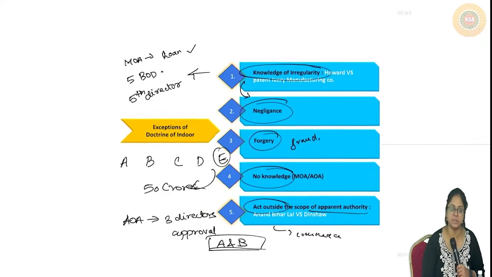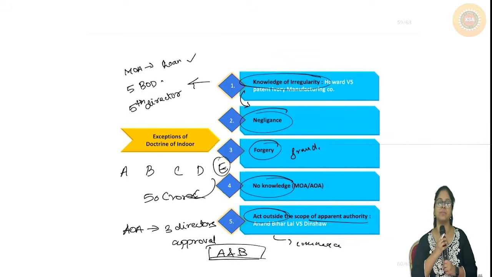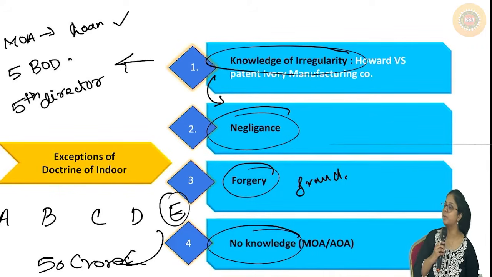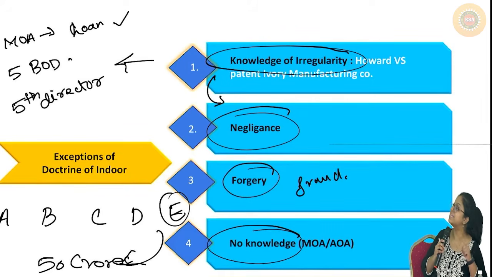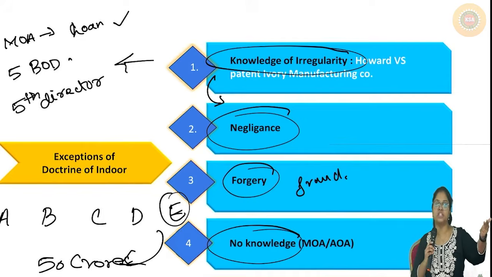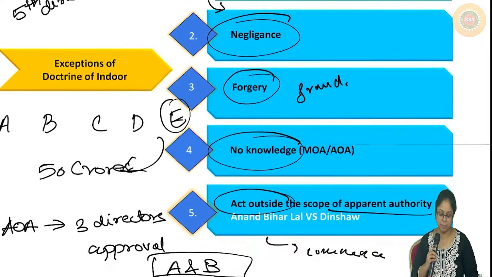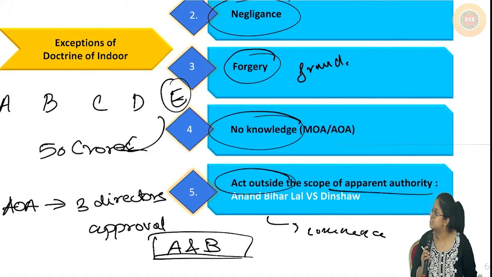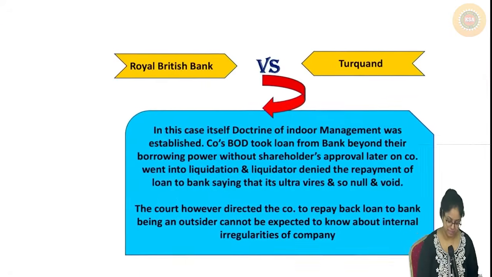So did you understand all the exceptions, guys? Indoor management usually protects the outsider. However, in the following cases, the outsiders will not be protected. In case they had knowledge of the irregularity, they knew something is wrong, still they continued with the contract, we are not going to protect them. In case they were negligent. In case there is any forgery that is happening in the company, and next is, you cannot say that I do not have knowledge of the MOA and AOA. And last is, if it is outside the scope of apparent authority. Are you able to understand, guys?